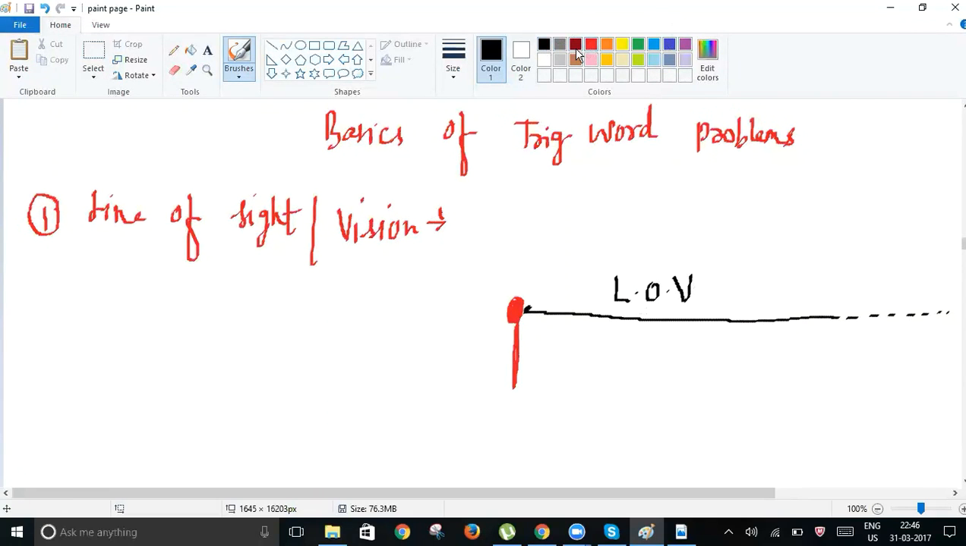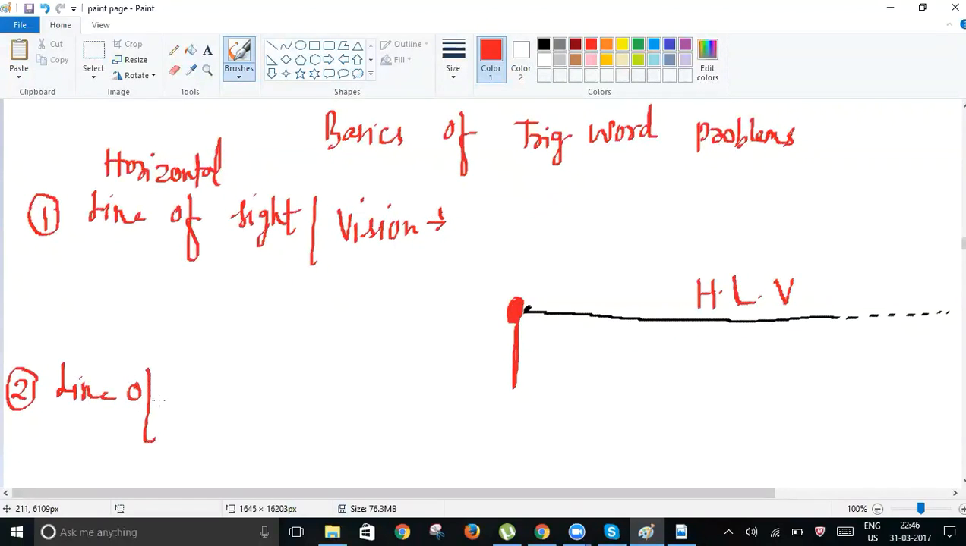I'm sorry, I missed one term. This is horizontal line of vision. We call this HLV, not LOV. LOV is a different thing. We call this horizontal line of vision. There are two main properties in this line. One is it has no ending point. Another one is it is always parallel to ground. This is the first definition that we should know.